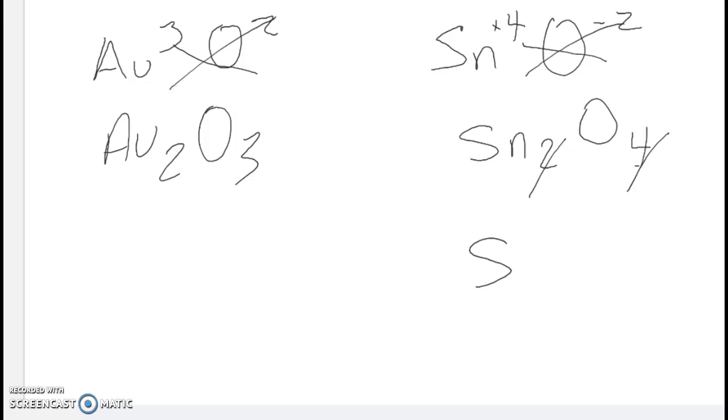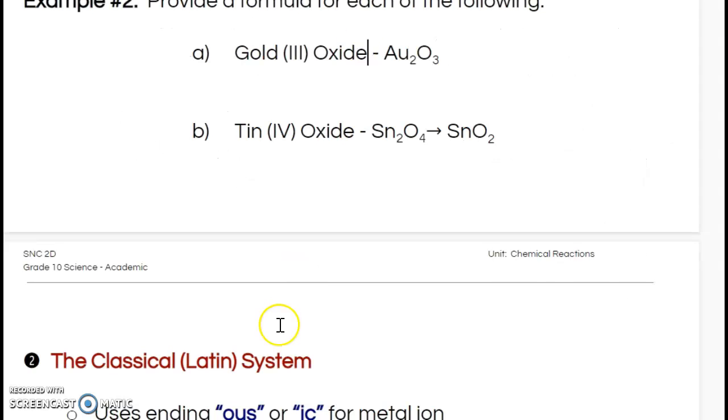We take out a 2, and we divide both by 2, and we're left with SnO2. That's not a Z, this is a 2. Same thing right here.